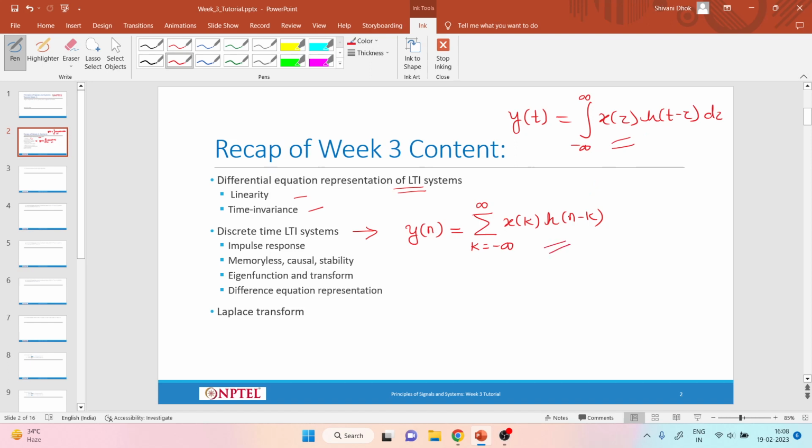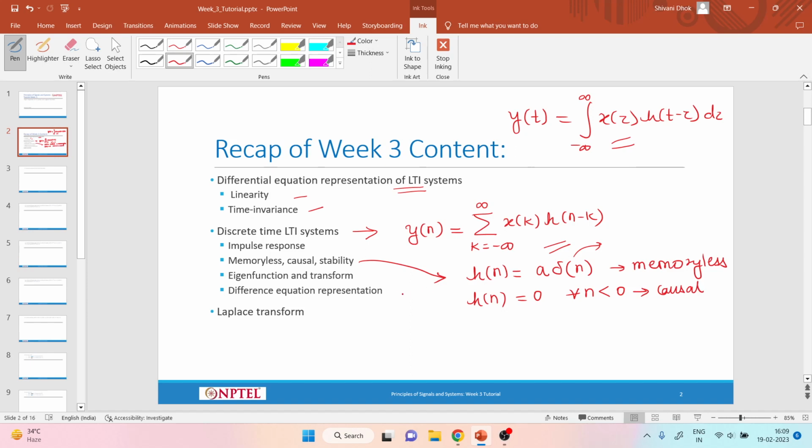in discrete case. Same conditions of memorylessness, causality and stability were there. That is, for a memoryless system, my impulse response h of n was of the form a delta n, where this delta n is my discrete time unit impulse. Then for causality, h of n was equal to 0 for all n which are less than 0. So if this is satisfied, then it is a causal system.